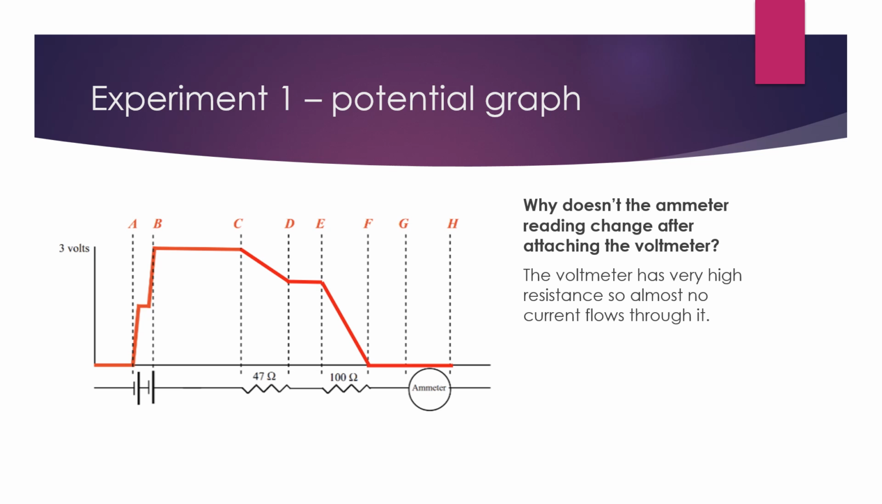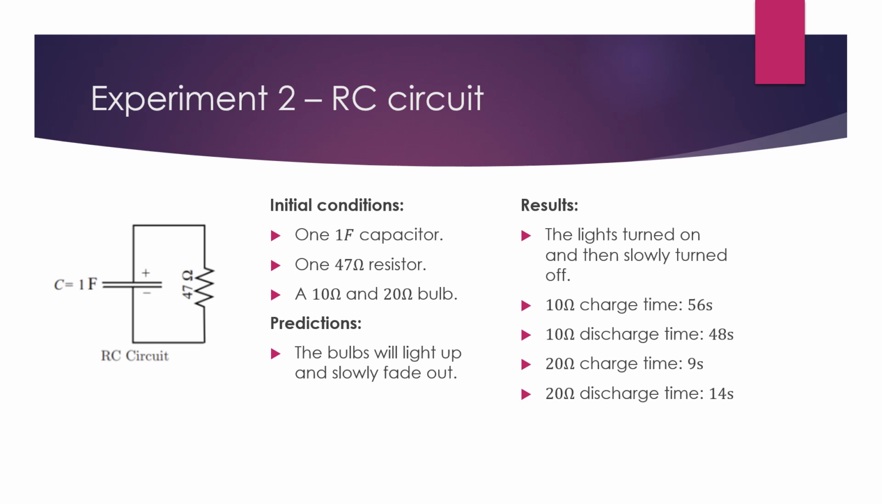The ammeter does not affect the potential as it has zero resistance. After connecting the voltmeter, the ammeter reading does not change because the resistance of a voltmeter is so large that almost no current flows through it.